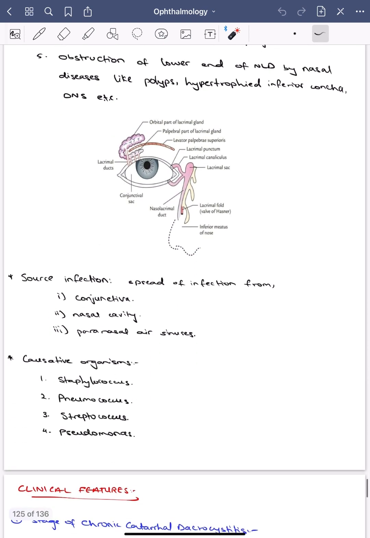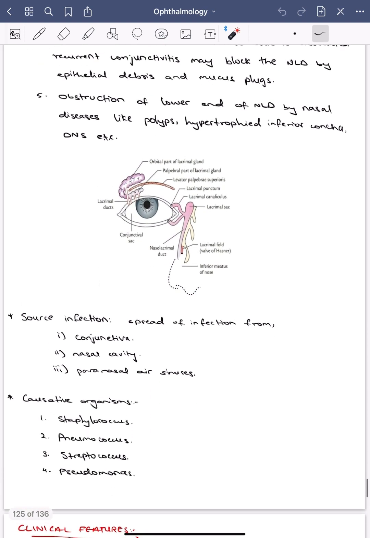The source of infection is usually the infection that spreads from the conjunctiva, nasal cavity, or the paranasal air sinuses. And the causative organisms are staphylococcus, pneumococcus, streptococcus, and pseudomonas. So this is about the etiology of chronic dacrocystitis. Remember, stasis and mild infection of long duration is the etiology.